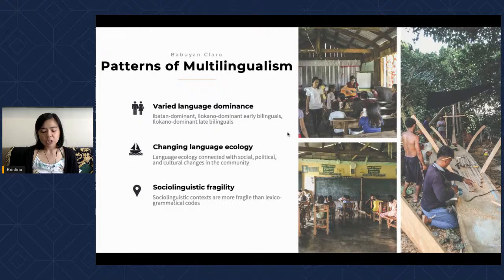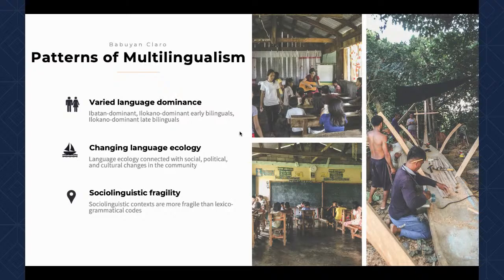So as we have seen in the previous slide, the sociolinguistic landscape of Babuyan Claro is extremely dynamic. And patterns of language use change across time. People shift their dominance or proficiency in Ibatan, Ilocano, and now more recently Filipino as their stronger second language. In terms of structure, Ibatan has also been shaped by its long and complex interaction with Ilocano. And this is reflected in particular contact-induced features in the Ibatan language, which are not observable in the other Batanic languages. And these features are linked to different agents of change.